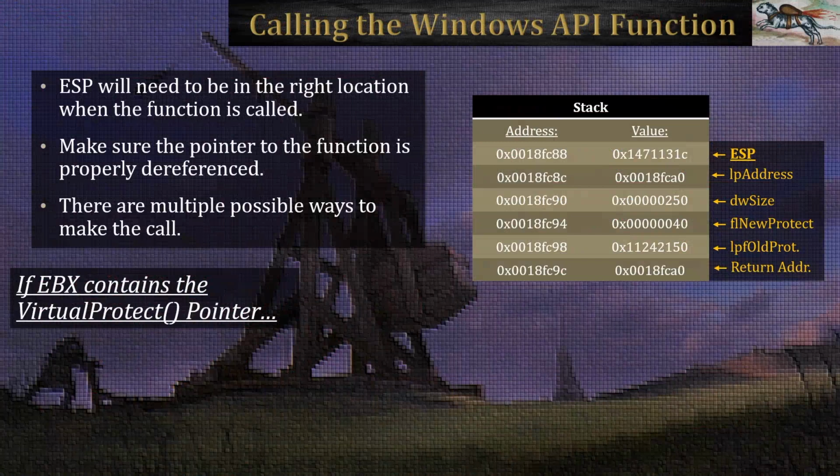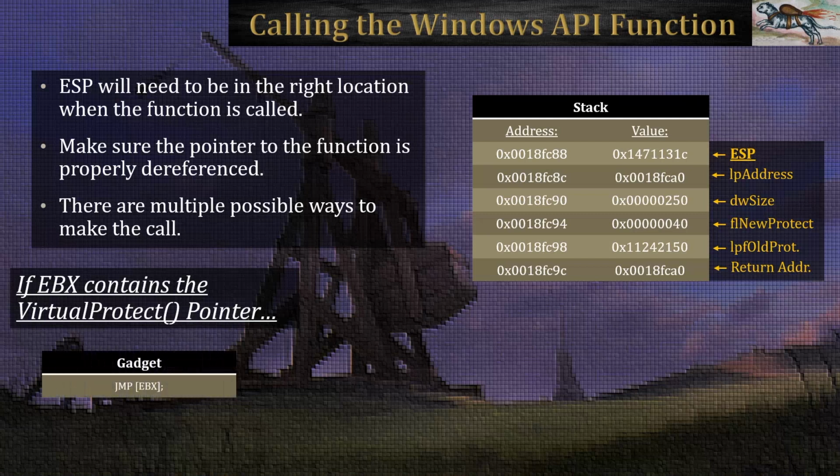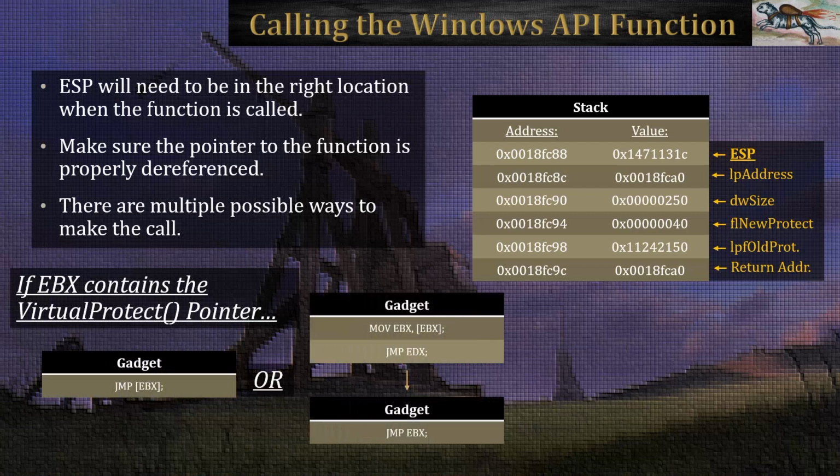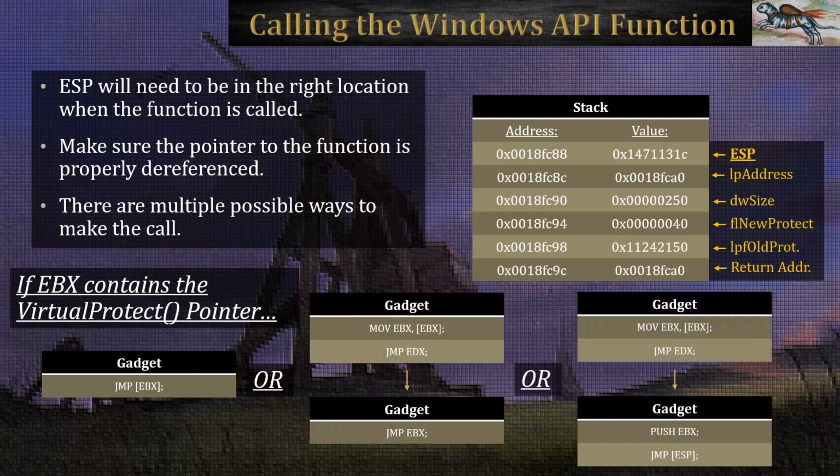After setting up all of our parameters, we're going to call our API function to overcome DEP. We will need to pivot ESP to the beginning of all of those parameters to make sure we are using the correct values. There's multiple ways to actually dereference the pointer and make the call once we're ready. One way is if EBX contains the VirtualProtect pointer, we can do jump dereference EBX. Also, we can do move EBX, dword pointer EBX, and then do a normal jump. Or we could even dereference in place like before and then jump, or push to the stack and then jump to ESP, which is actually what we will do in our exploit.